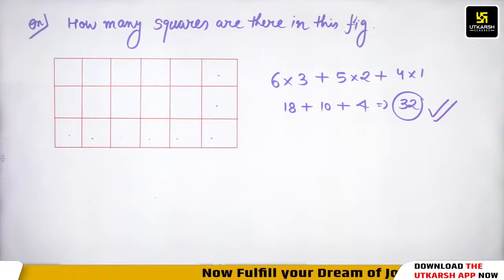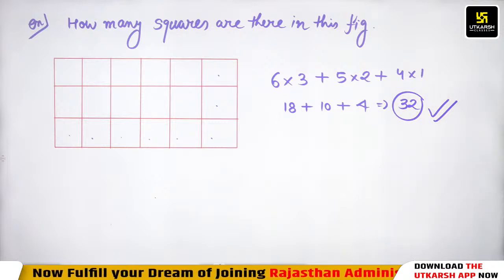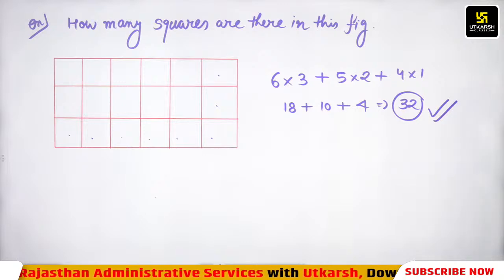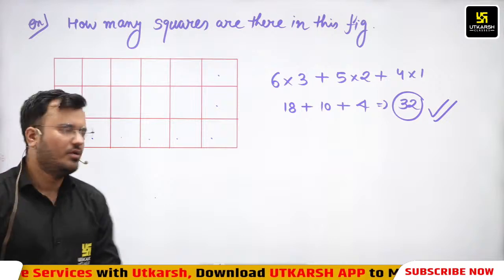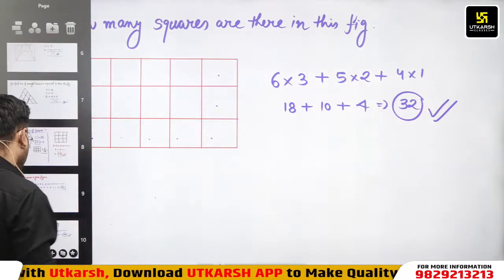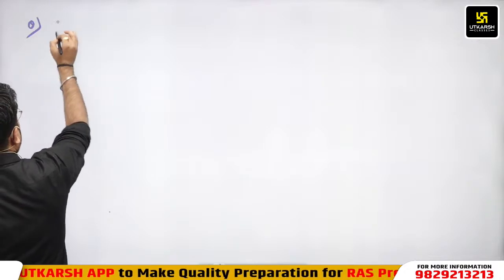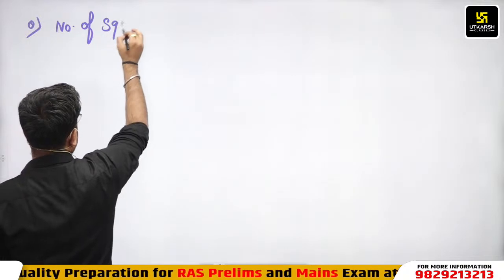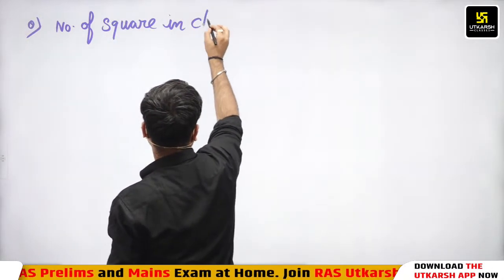So now you are able to count the number of squares in such types of figures, whether having the same number of squares in horizontal and vertical order, or a different number of squares in horizontal and vertical order. Now try to figure out the number of squares in a chessboard.